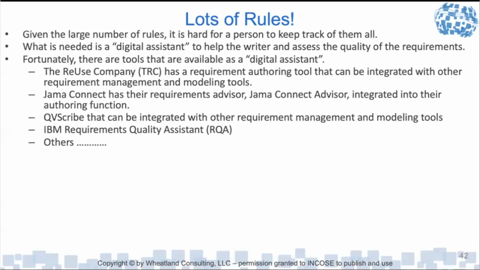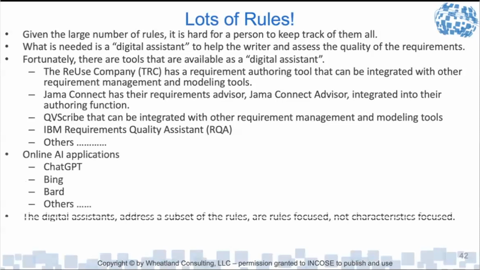Jama Connect has integrated that now. As you're authoring requirements, it pulls up that tool and helps you author well-formed requirements based on the rules. QVscribe can be integrated with other requirement management tools too. IBM has the Requirements Quality Assistant. And there are other online applications that you're all familiar with, ChatGPT, Bing, Bard, others. The digital assistants assess a subset of the rules. They're very rules focused. They're not characteristic focused. When I listed all the characteristics of well-formed requirements, like feasible, there's no way for the digital assistants to tell you whether or not what you're writing is feasible.